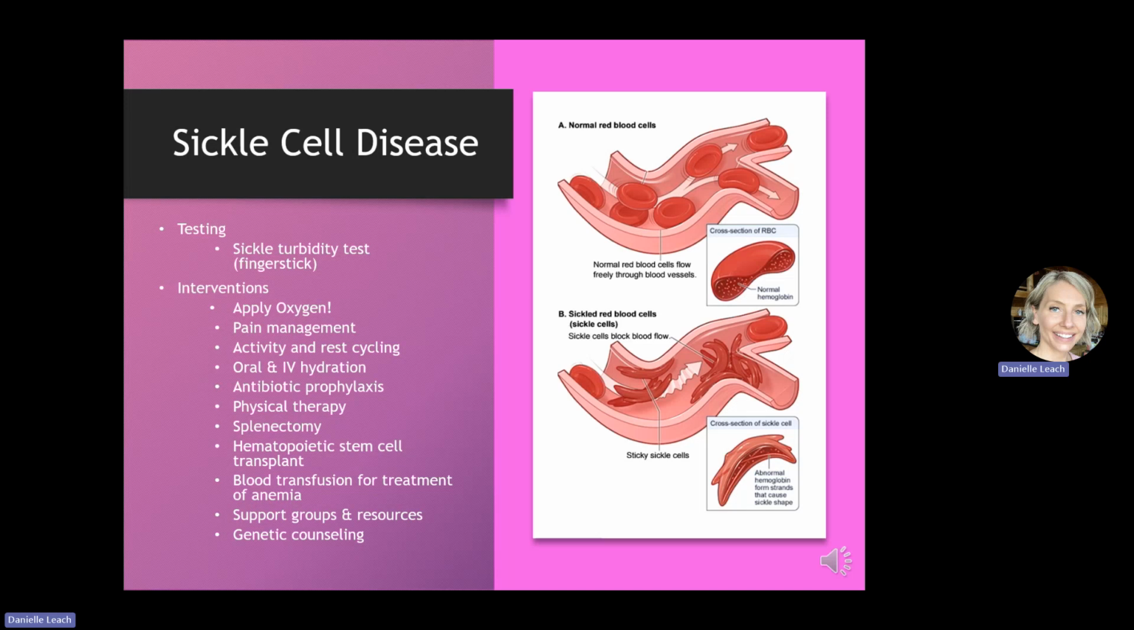There are a lot of support groups and resources that we can refer patients and their families to. And also, they may need genetic counseling if they are planning on having children, basically seeing what is the risk of having a child with either sickle cell trait or sickle cell disease.